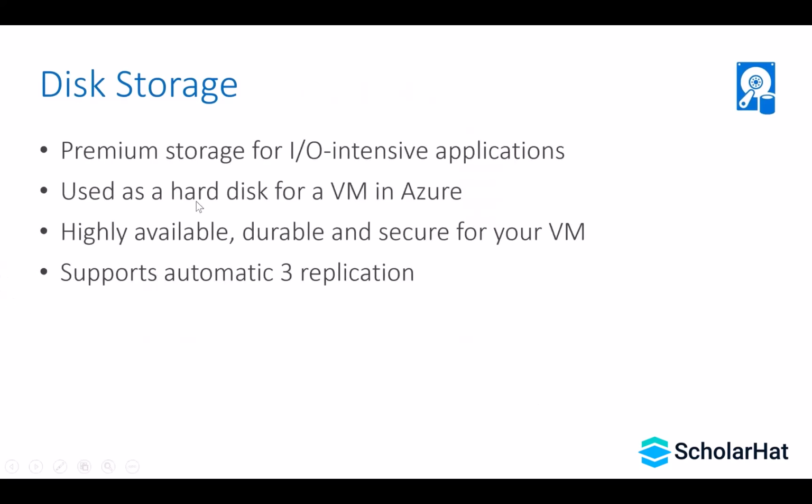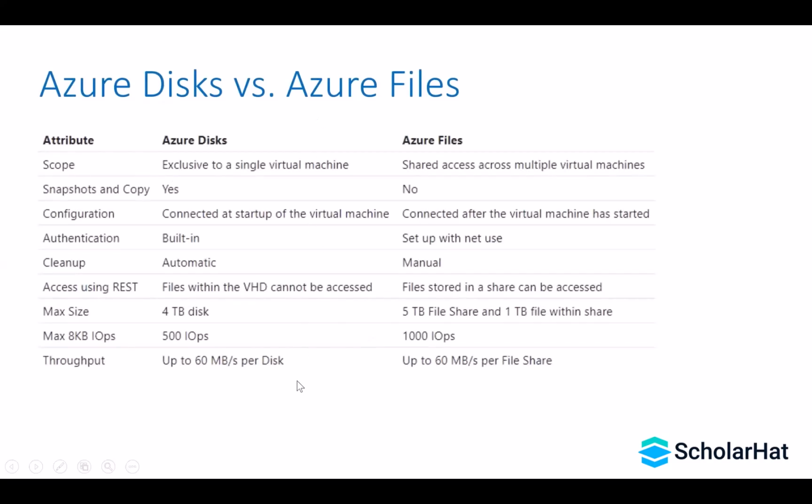Now we have disk storage. If you remember, in the virtual machine session I created a data disk. That data disk is actually part of the disk storage. I can create that data disk here from premium storage for input output intensive applications, used as a hard disk for a virtual machine in Azure, highly available, durable, and secure for a virtual machine, supports automatic 3 replication. These are the differences between Azure disk and Azure Files.